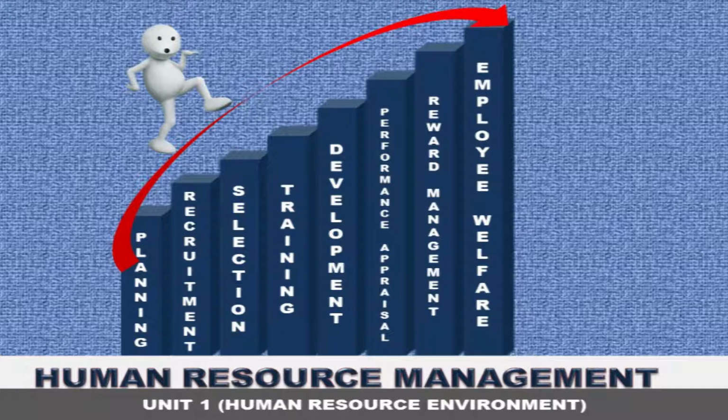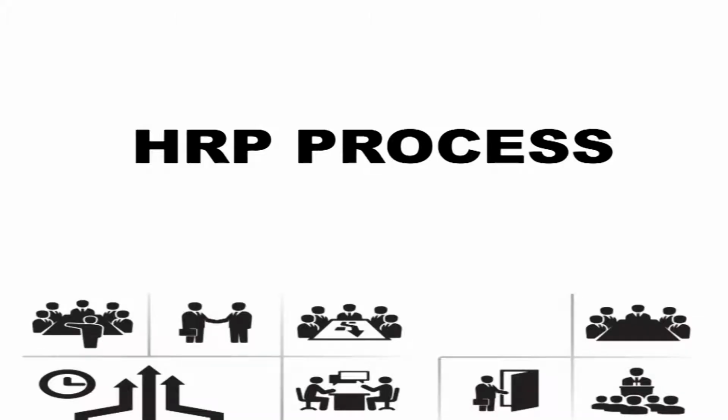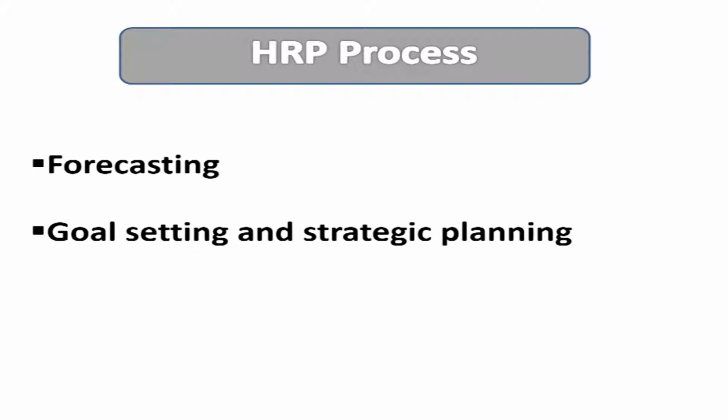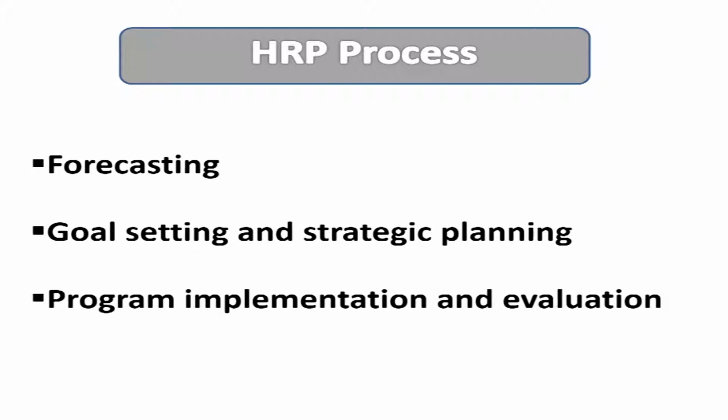Hello! As we learned in the previous video, HRP has three main components in its process: forecasting, goal setting and strategic planning, program implementation and evaluation. In this video, we will discuss the second component of the HRP process, that is goal setting and strategic planning.